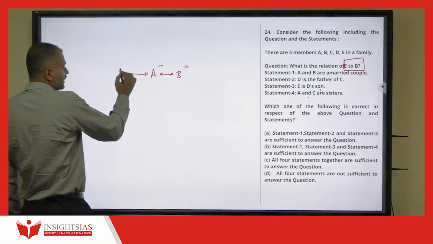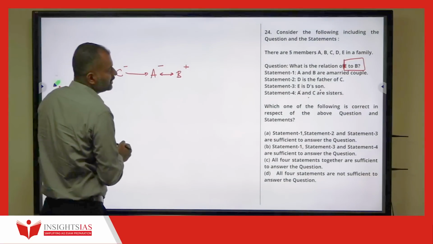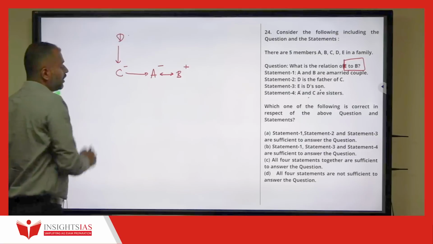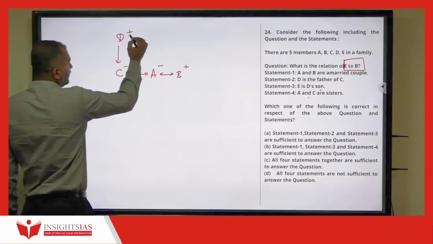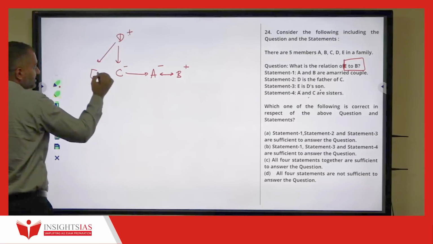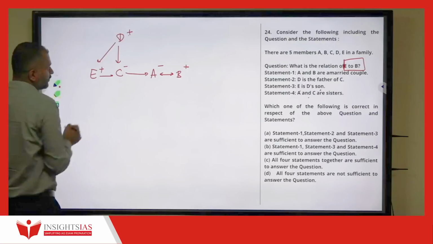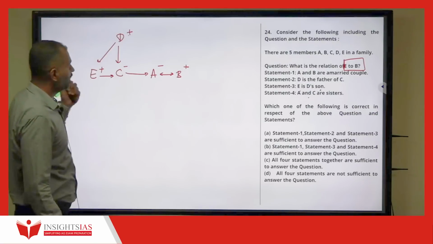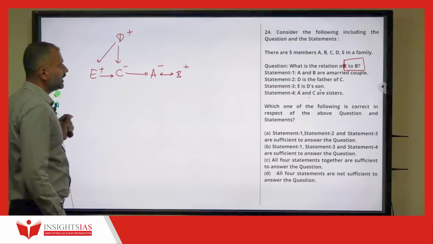A and C are sisters. Then D is the father of C, and E is D's son. So these two have to be siblings. Then A and C are sisters. That's it, right? Okay. Now, how is E related to B?